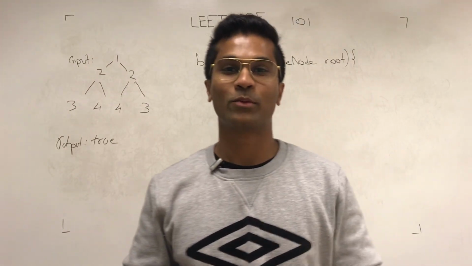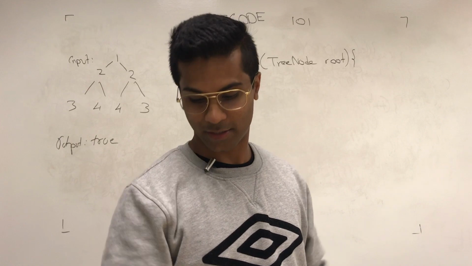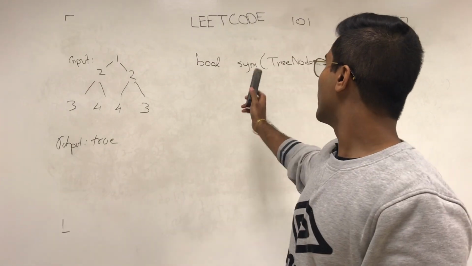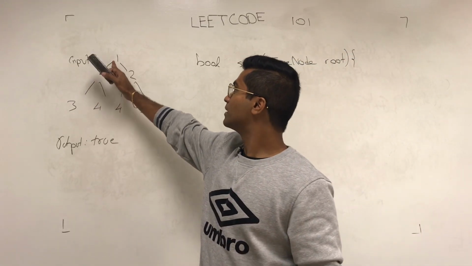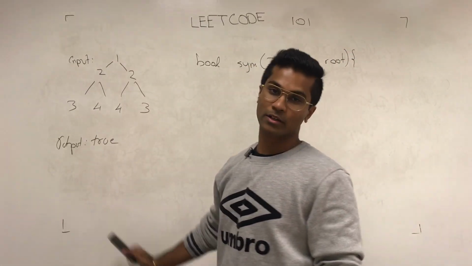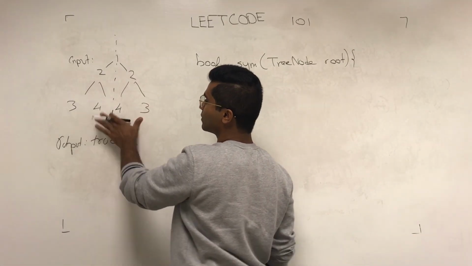What's up, everyone? Today we're going to be solving Leetcode 101. Is a binary tree symmetric? So what we're going to do is pretty much see if this tree is symmetric around the middle. 2 and 2 is the same, 4 and 4 is the same, 3 and 3 is the same.